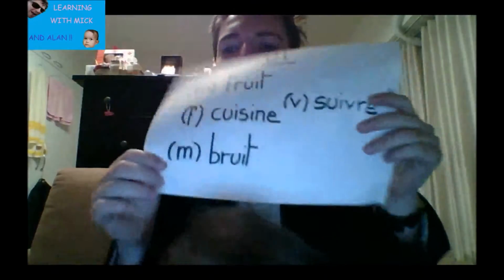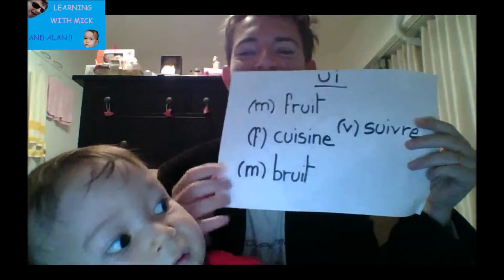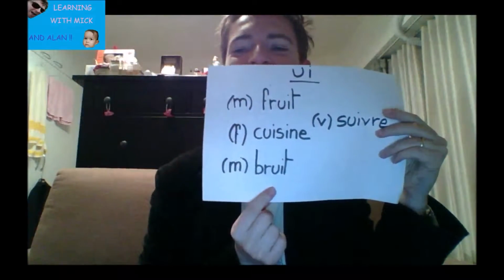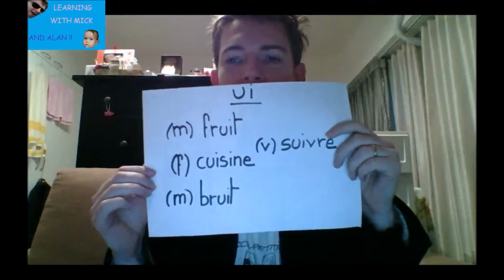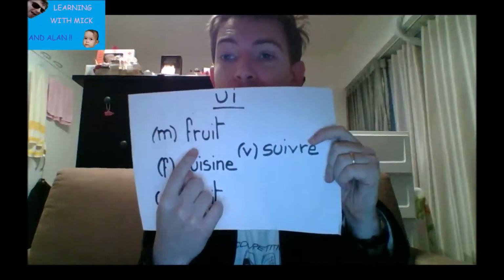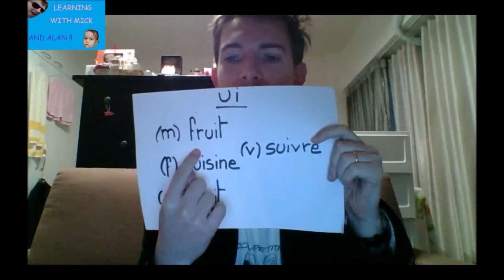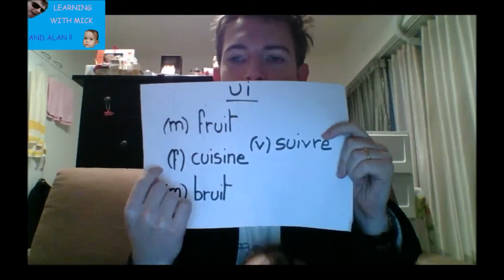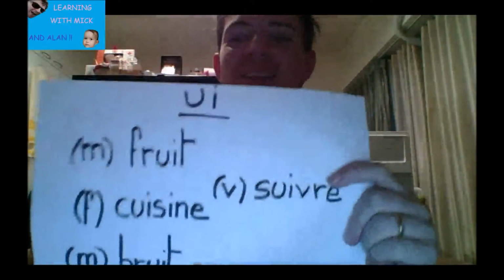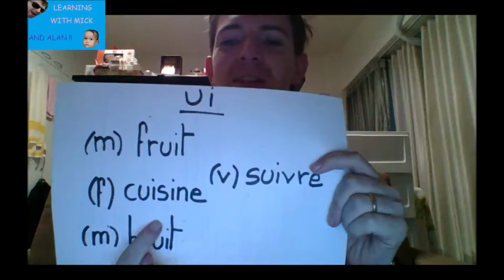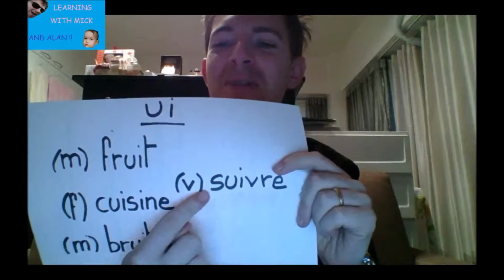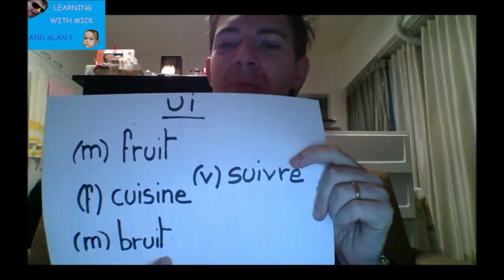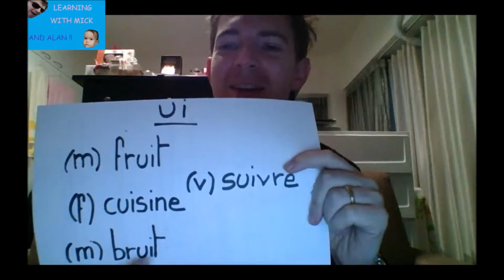And last one, a bit similar to fruit. Bruit. Bruit means noise. Okay, let's try them one more time. Fruit, cuisine, suivre, bruit. Okay, très bien.